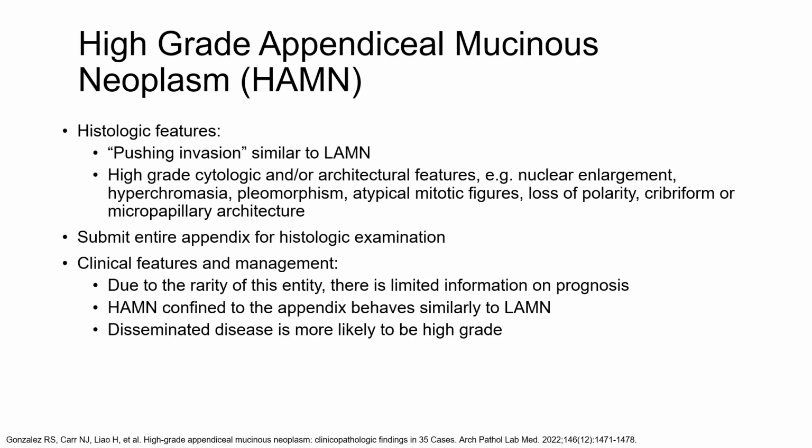Due to the rarity of HAMN, there's limited information on prognosis. However, HAMN confined to the appendix in studies that have been done so far seems to behave similarly to lamin. However, disseminated disease is more likely to be high grade.